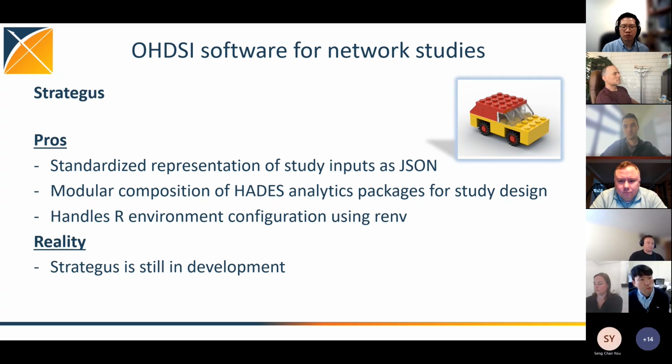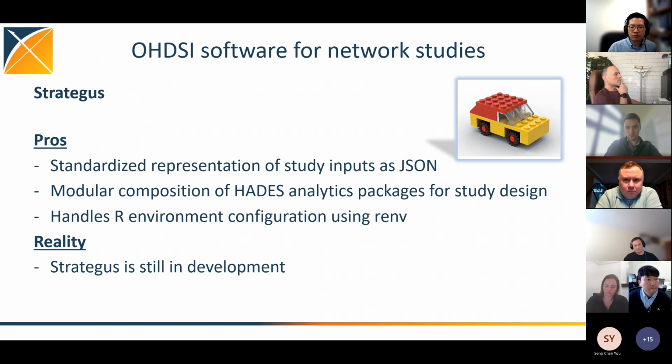Another design principle that went into the design thinking of Strategus was having a way to modularly compose HADES analytic packages for study design. And I'm going to go into more detail on what that means in the next couple of slides. And then finally, one of the other pieces that we've employed over the years with our study packages for network execution is the use of renv. renv is a package within the R ecosystem that allows us to declare which R packages our network study is going to depend on, so that we can create the R environment for execution and have control over which versions are being used. And so that is something that we have employed inside of Strategus, and I'll go into more details on how we make use of that.